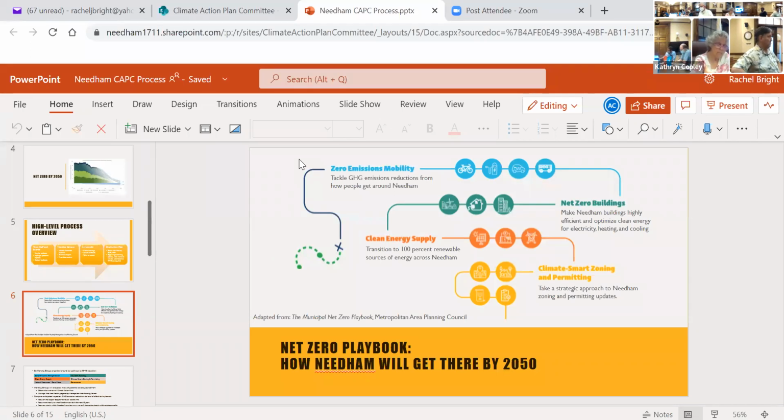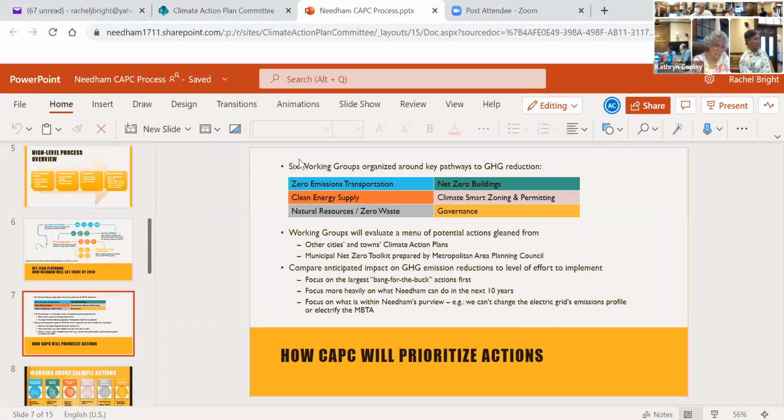So this slide goes into how we are going to prioritize actions, and it talks about the working groups. There are 6. Four of them are ones on the previous slide: zero emissions transportation, net zero buildings, clean energy supply, and climate smart zoning and permitting. And then there's natural resources, zero waste, so thinking about our environment, and then governance. Each of those could be a set of actions that comes out of the different working groups.